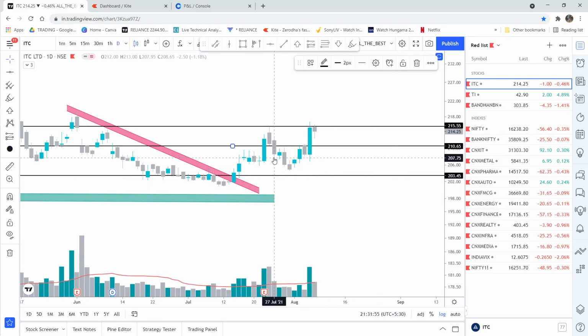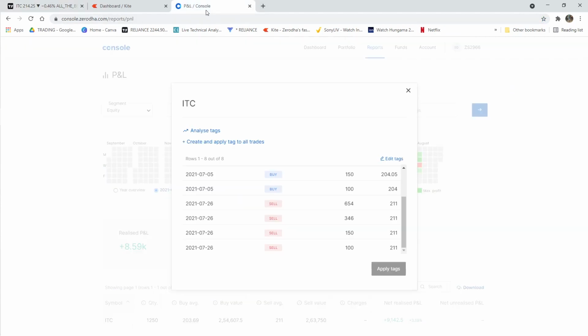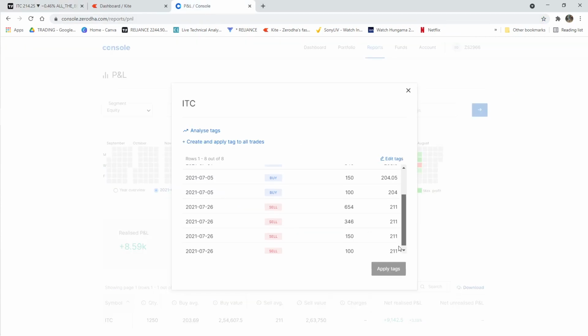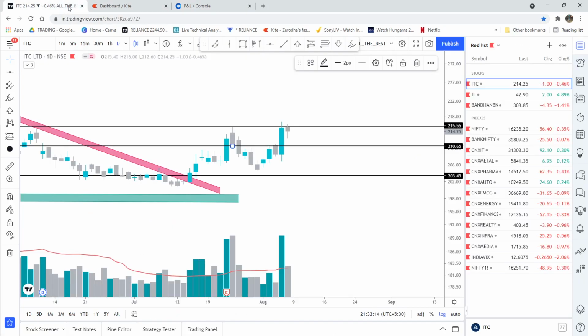So on 27th July, when the price opened, it was continuously falling down, and as it broke this level, I exited my position. I can show you on this page. Yeah, so it was 211. At this price, I exited my position. Now after breaking this level, it continuously fell to 204.